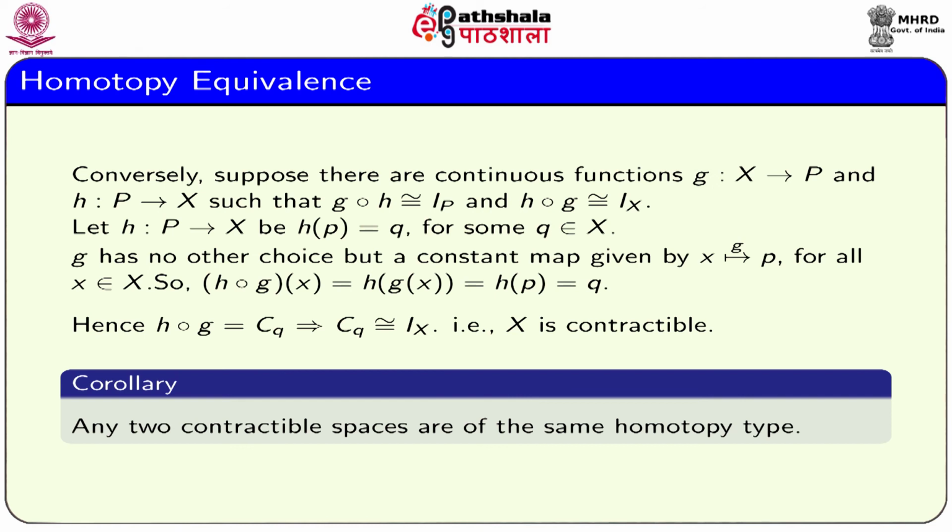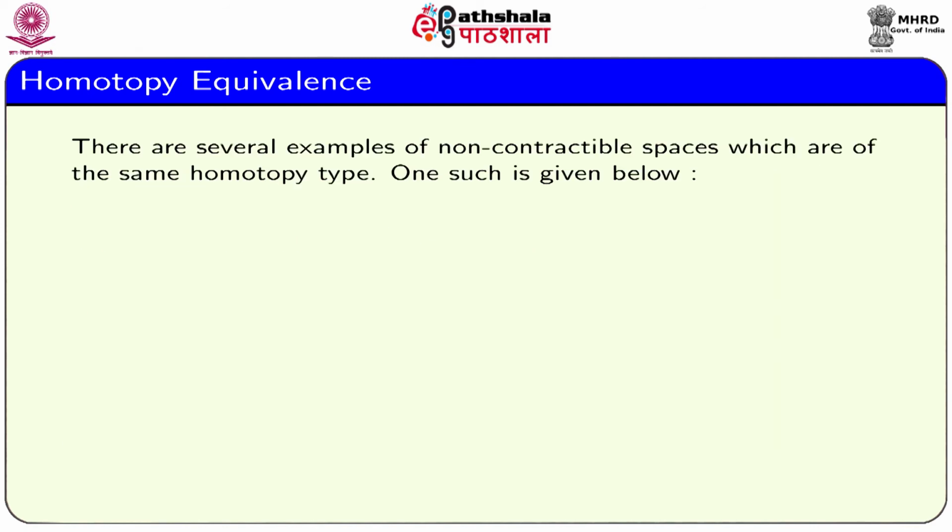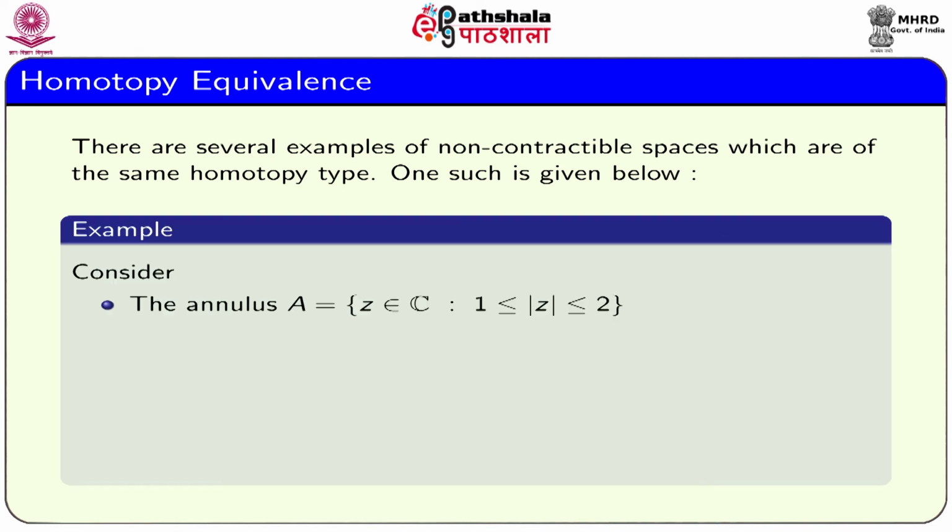So from this theorem, we get a corollary that any two contractible spaces are of the same homotopy type. There are several examples of non-contractible spaces which are of the same homotopy type. One such is given here. We take the annulus A, that is all the points z belonging to the complex numbers C, such that modulus of the complex number z lies between 1 and 2.